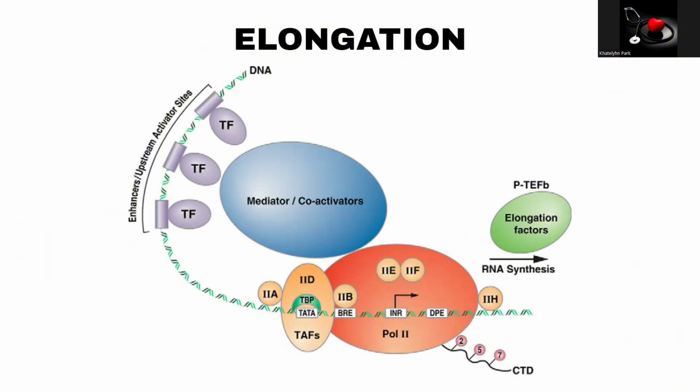One of the GTFs called TFIIH has helicase activity, which unwinds the DNA helix, allowing transcription to begin. It also contains kinase activity, phosphorylating the RNA Pol II, thereby activating it. RNA Pol II now starts moving along the DNA template, synthesizing RNA.